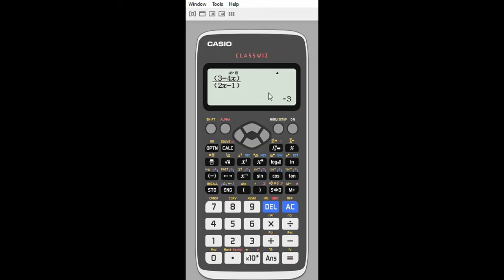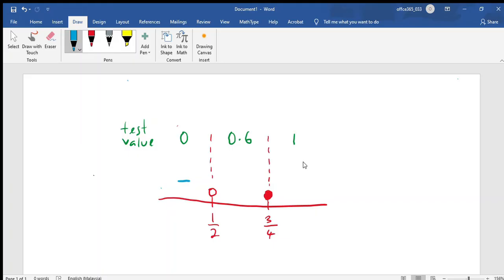For the second test value, press the calc button again, and then enter our second test value, which is 0.6, and press the equal button twice. Okay, and then we get +3. Again, write positive on our middle region, or second region. So just write positive only.